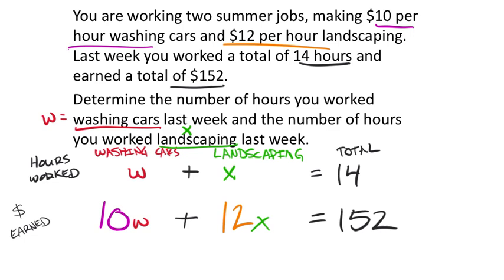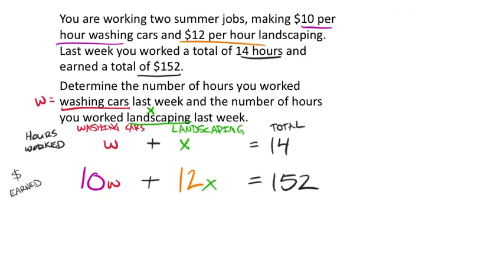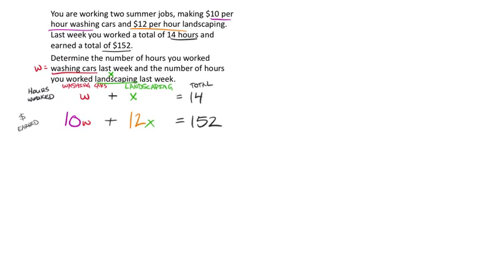All right, well, that's pretty good. These are the two equations that are going to help me to solve for the number of hours I worked washing cars and also how many hours I worked landscaping. But it's a system of equations. So now that I have these two, I'm going to use this equation at the top to eliminate the W's, just because they're smaller. And multiplying by 10 is easier as well.